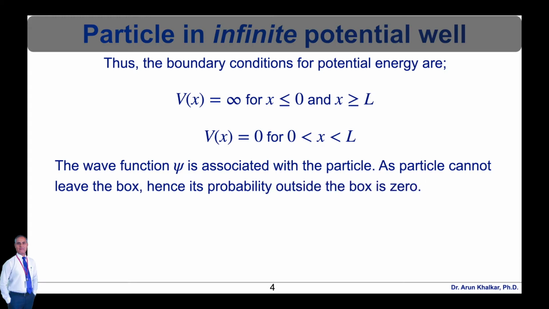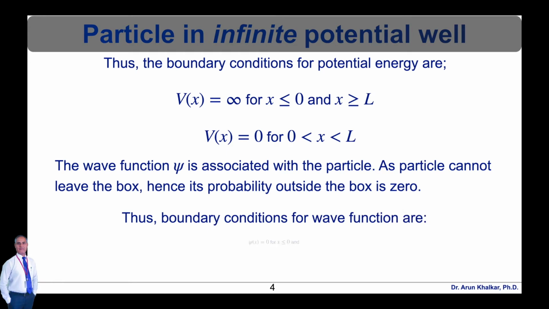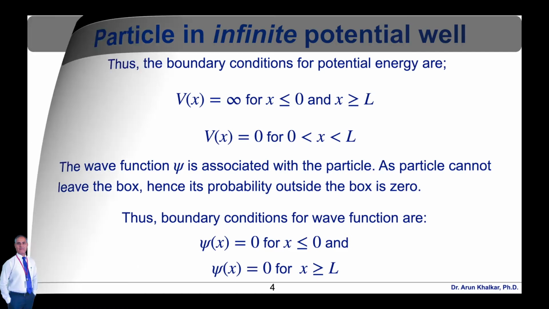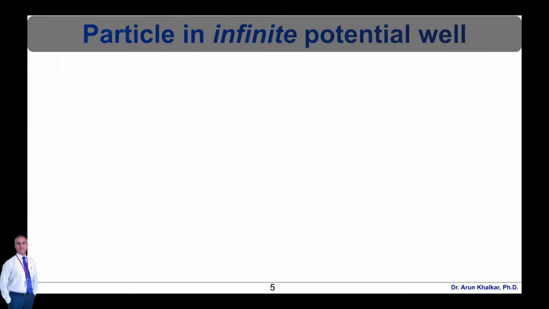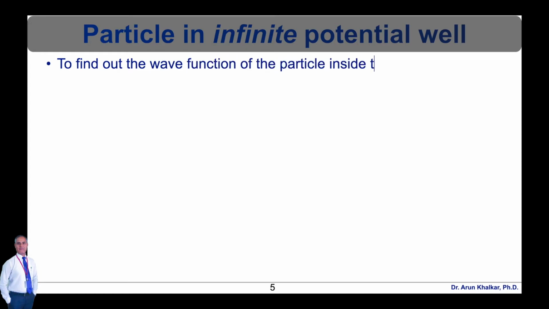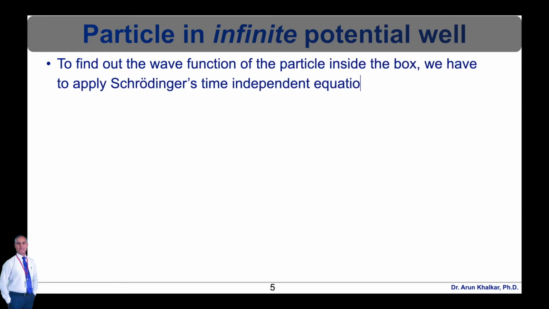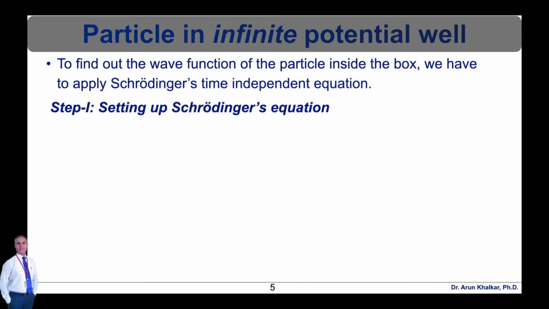As the particle cannot leave the box, its probability outside the box is 0. Thus, the boundary conditions for the wave function are psi of x equal to 0 for x less than or equal to 0 and psi of x equal to 0 for x greater than or equal to capital L. Now to find the wave function of the particle inside the box, we have to apply Schrödinger's time independent wave equation. So let's see the first step, that is setting up Schrödinger's equation.